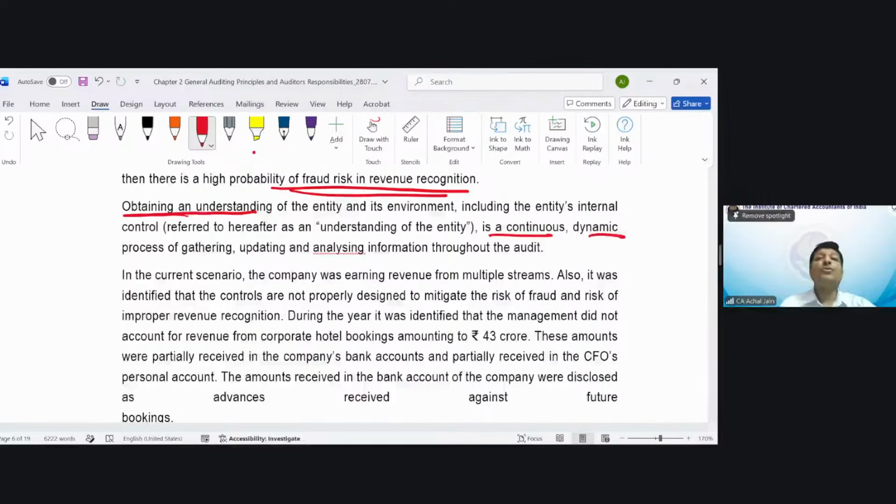Right? You don't only obtain the understanding, you also update that. In the given scenario, the company was earning revenue from multiple streams. And if you look at the controls, those were not properly designed. It was clearly evident. Okay. Then during the year, you talk about this fraud of 43 crore.